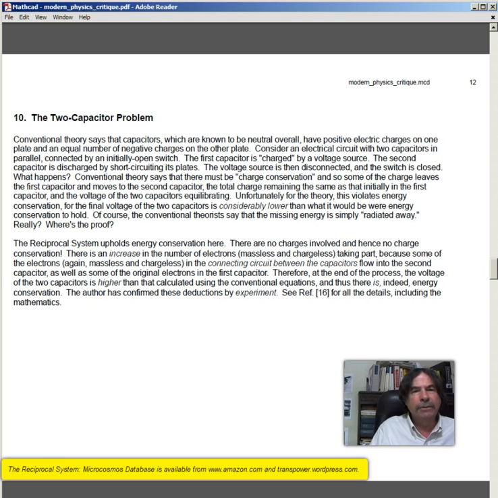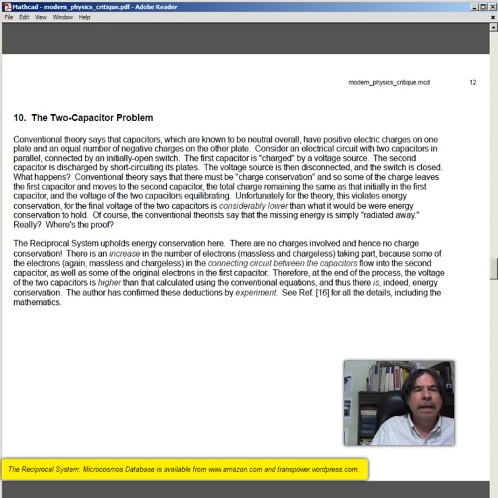Consider an electrical circuit with two capacitors in parallel, connected by an initially open switch. The first capacitor is charged by a voltage source. The second capacitor is discharged by short-circuiting its plates. The voltage source is then disconnected and the switch is closed.